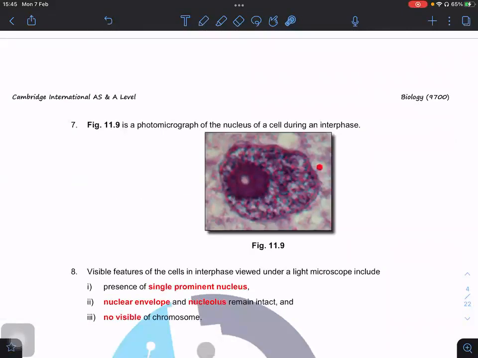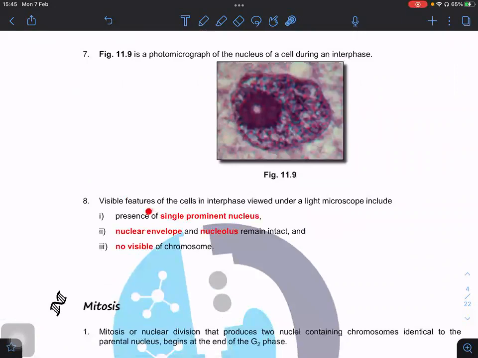This is a typical structure of the nucleus of a cell during interphase. What are the visible features of cells in interphase viewed under a light microscope? First, the presence of a single, very prominent nucleus. Second, the nucleus and nuclear envelope remain intact. These are the features of the interphase nucleus. Third, there is no visibility of chromosomes.